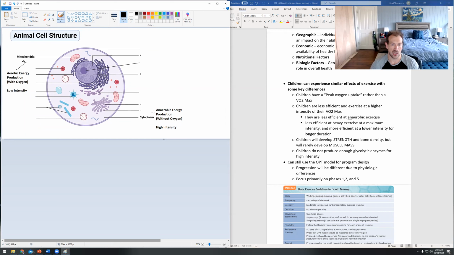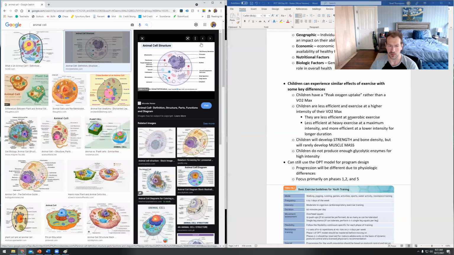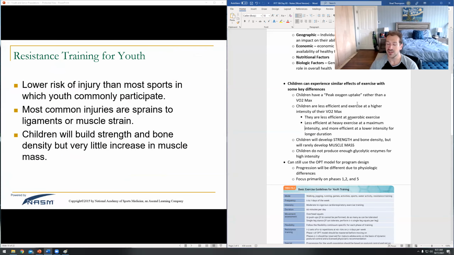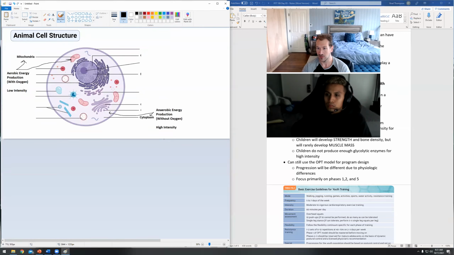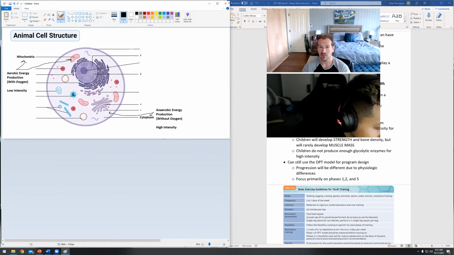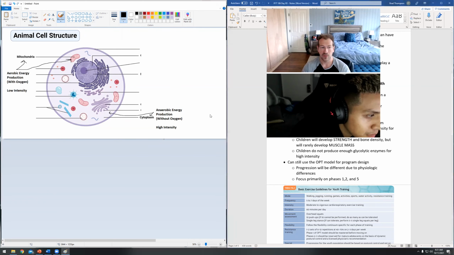This is all of the fluid, taking place here. Whereas the mitochondria, we're looking at these little guys here. Big difference in terms of how we produce energy. Kids don't have the enzymes necessary to produce energy in this fluid. So that's okay. They're really good at the other one.